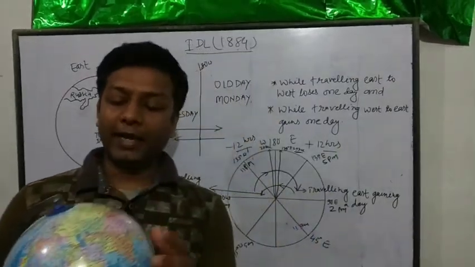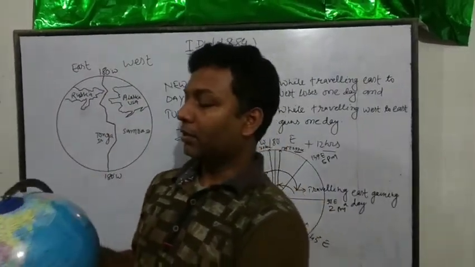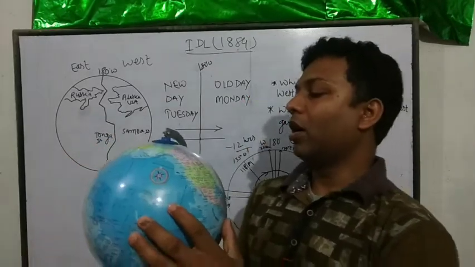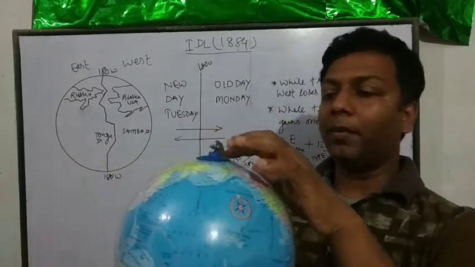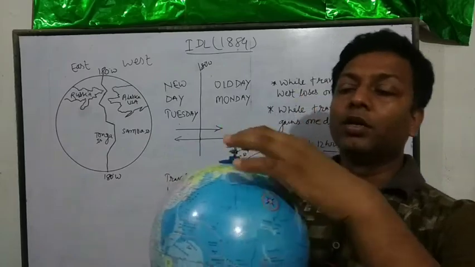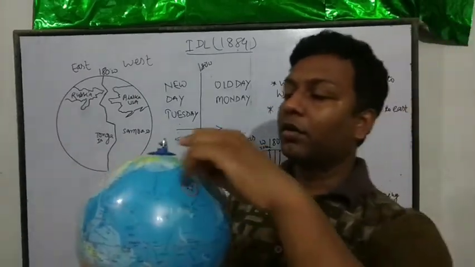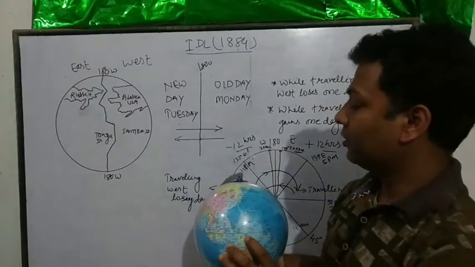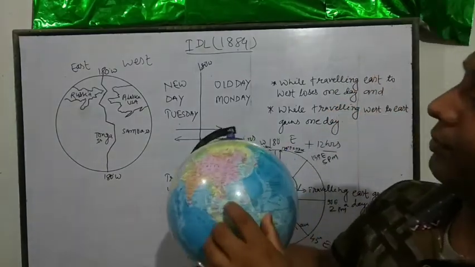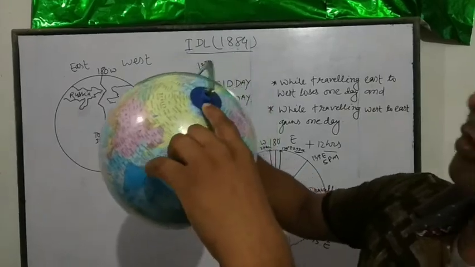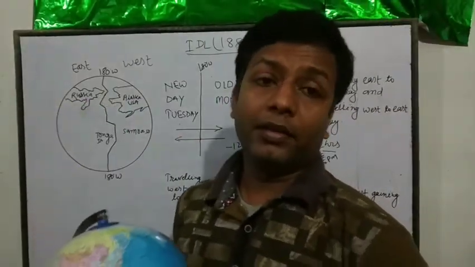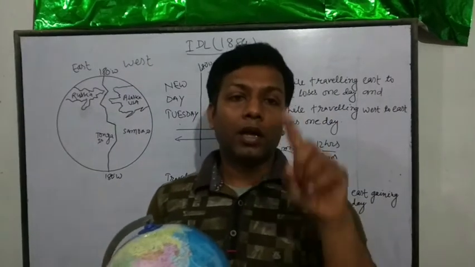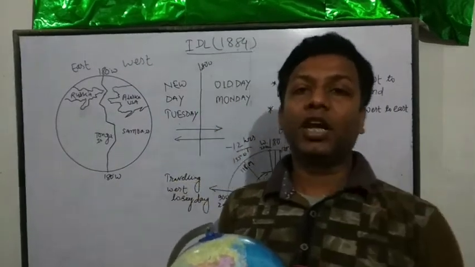Likewise the 180-degree meridian. If this is the 0-degree meridian, because a meridian is a semicircle, to cater to the full circle we have 180 degrees, which is here, from here. But it is not a curve or a straight line, it is a zigzag line.